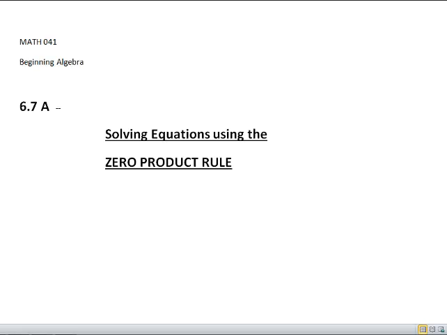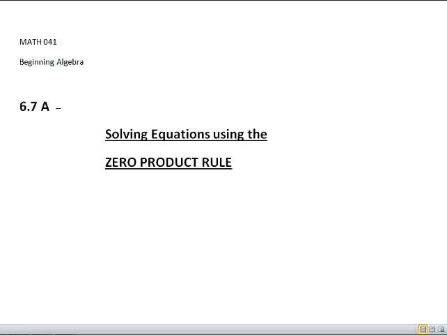We're going to start talking about 6.7a, solving equations using the zero product rule. So 6.7a is kind of the culmination of why we are doing factoring, because we will be given at some point a quadratic equation, and we'll have to find the values that satisfy the equation. In other words, solve that equation. When we solve the equation, you have to tell me what x is equal to if we're using x as a variable. So we're solving equations using the zero product rule.